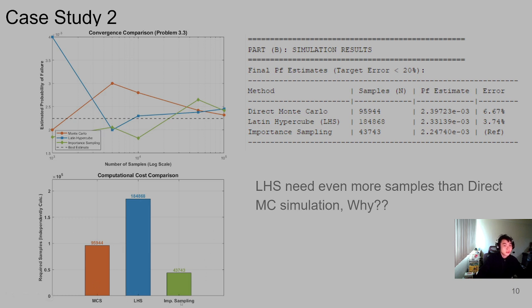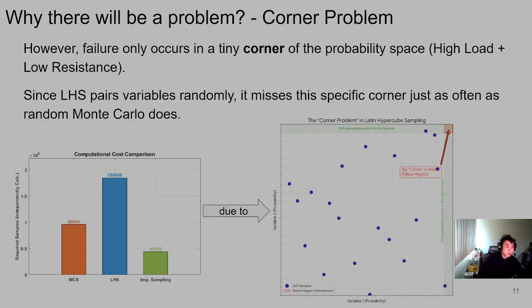And why? Why do we need so many samples for LHS? It's because this is a corner problem. Here, LHS will lose its advantage. LHS would need much more samples than Monte Carlo simulation because the stratification ensures that the samples are evenly distributed, right?